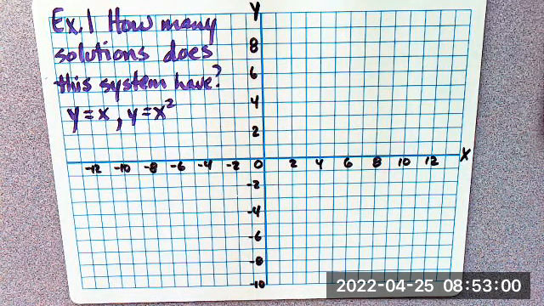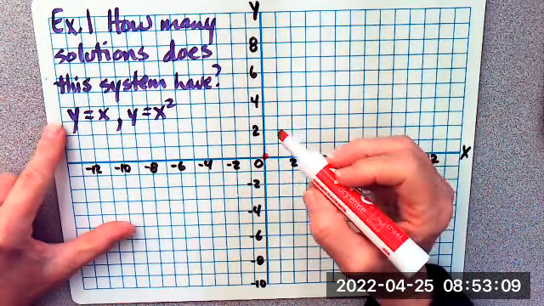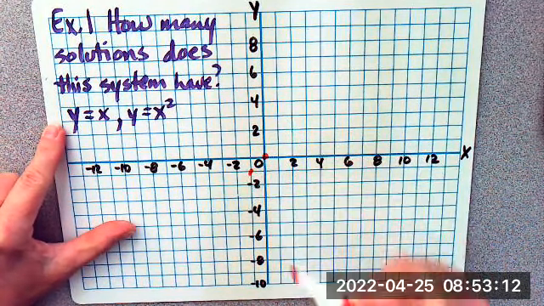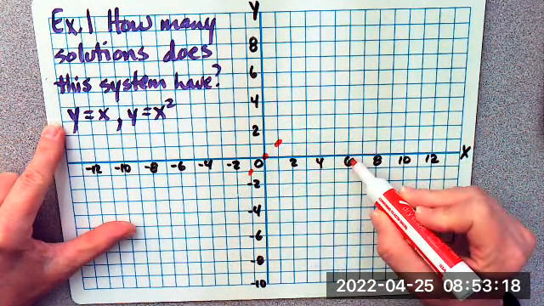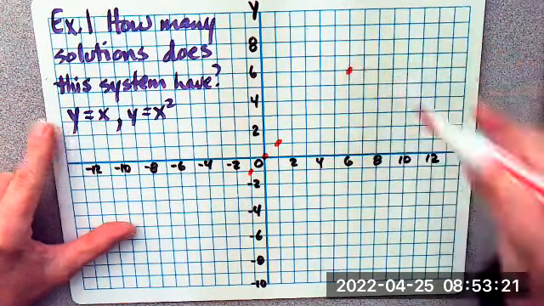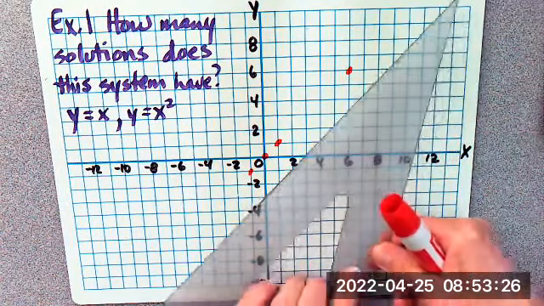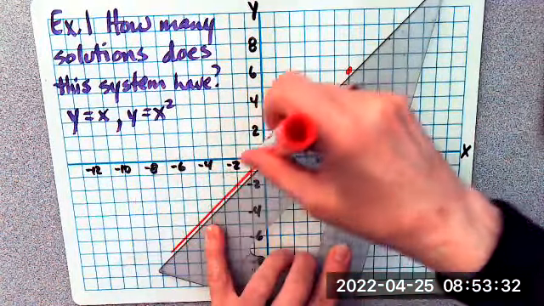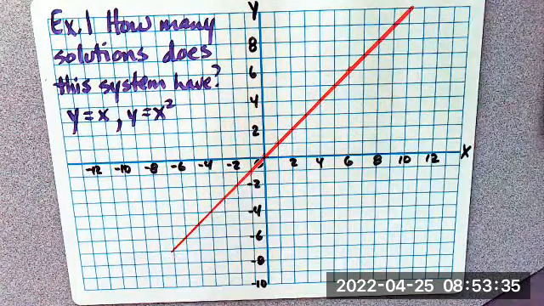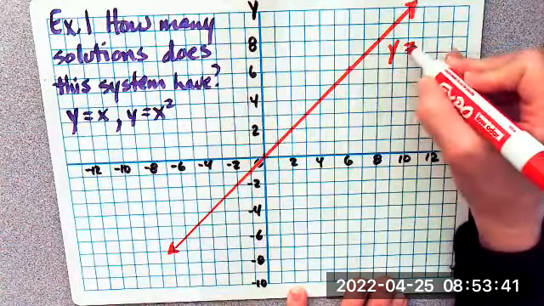All right, so let's take a look at y equals x. When we look at y equals x, when y is 0, x is 0. When y is -1, x is -1. When y is 1, x is 1. And when x is 6, y is 6. So we have an equation that looks like this, and we can draw the line like this. So that is the line y equals x.